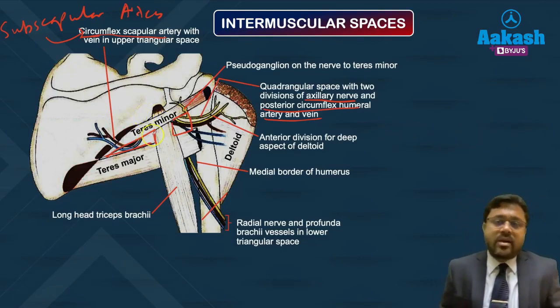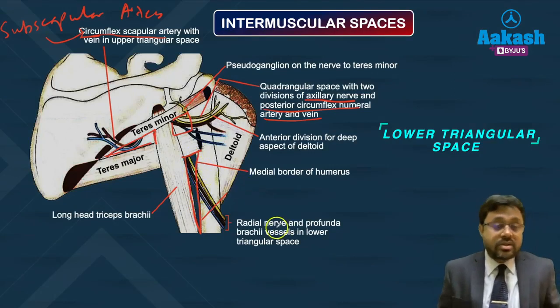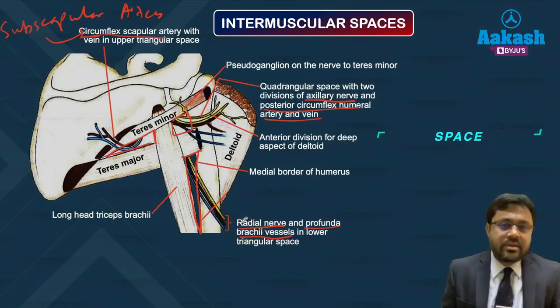Right? Now, directly opposite the triangular space, we get a lower triangular space that is bounded above by a part of teres major, bounded medially by the long head of triceps, and bounded laterally by the shaft of the humerus. And this lower triangular space is traversed by the structures that will eventually reach the spiral groove of the humerus. Which structures? Very well-known structures: the radial nerve and the profunda brachii vessels. So these two structures traverse the lower triangular space, right?